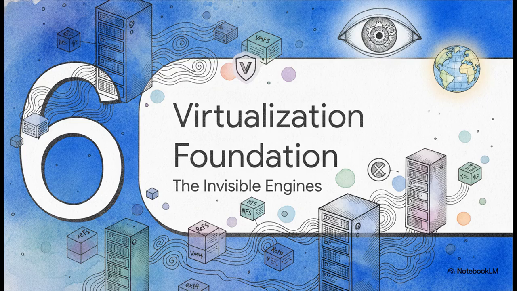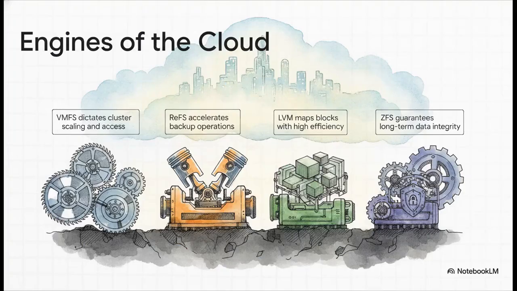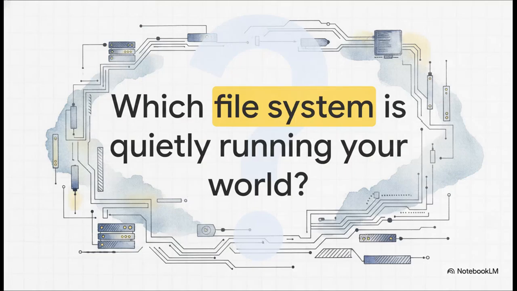Section 6. The foundation of virtualization. So we've explored how each major platform handles storing VM files. And while the hypervisor interfaces themselves get all the glory, these invisible file systems are the true foundational engines dictating enterprise speed, stability, and reliability. VMFS determines how clusters scale and handle concurrent access, ReFS accelerates backup operations with metadata magic, LVM maps logical blocks with raw efficiency, and ZFS guarantees long-term data integrity. They are quite literally the unsung heroes of modern infrastructure.